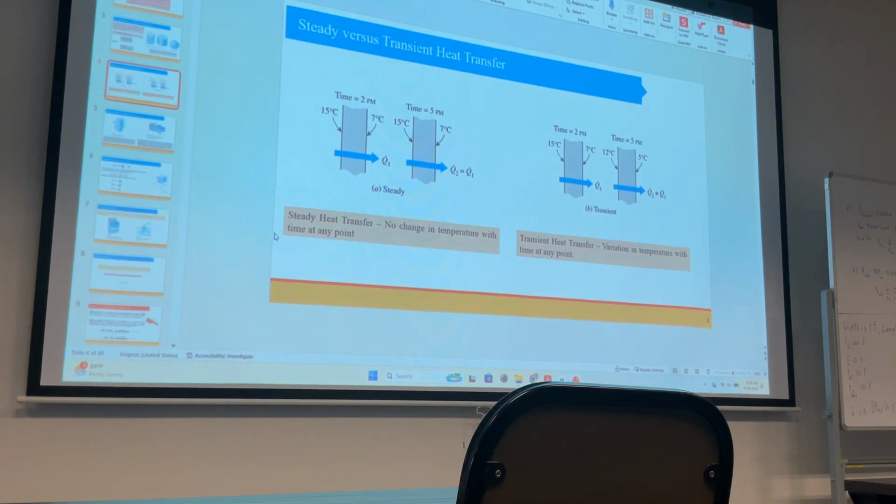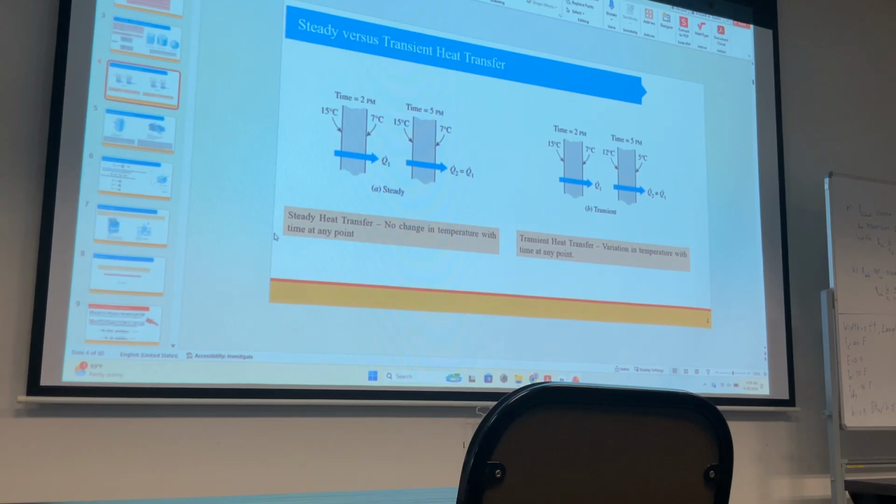Steady means, there are two walls, right? At 2 p.m. the temperature on either side of the wall is 15 and 7, and at 5 p.m. it's the same, 15 and 7. Okay, whatever you are using, a heater or a fan, the temperature is maintained somehow. Okay, it's steady. The heat transfer is still happening, right? Whenever there is a temperature difference, heat transfer will happen, but somehow you are maintaining the temperature on either side of the wall. Okay, so it's steady.